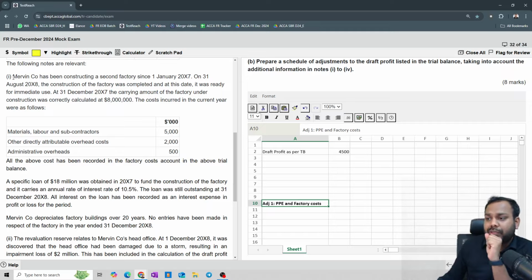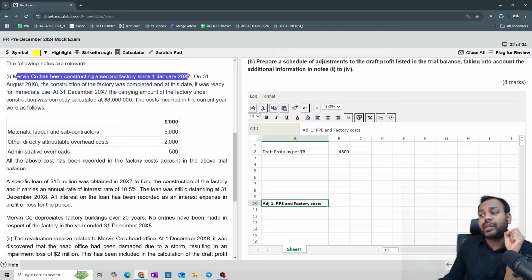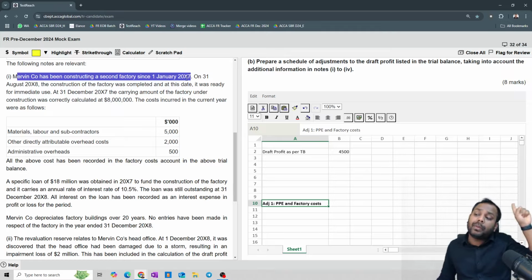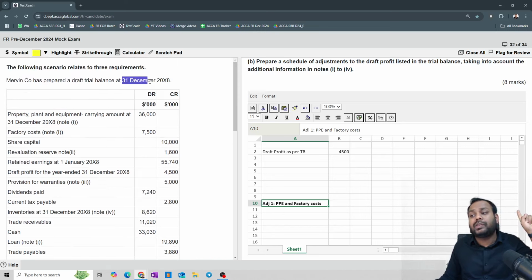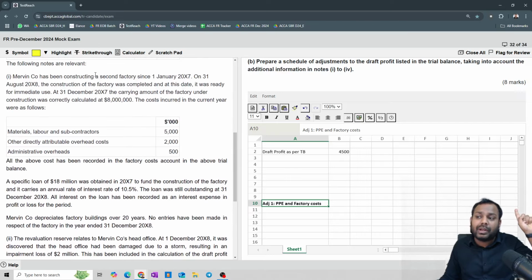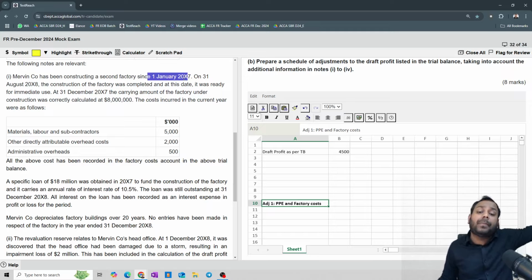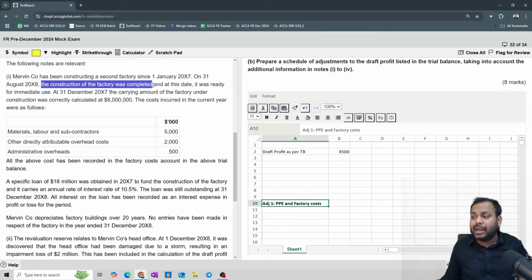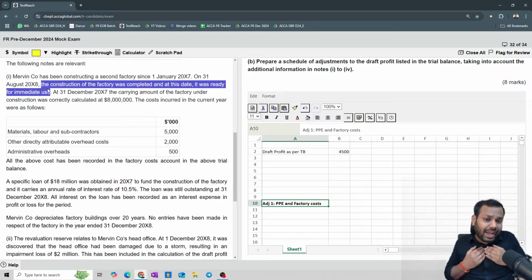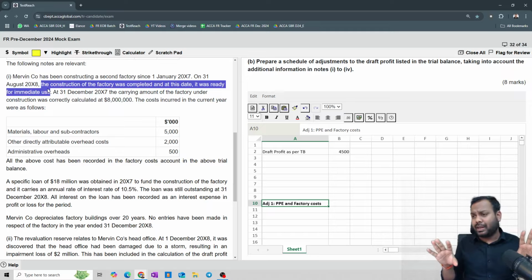Now, adjustment number 1 says Mervin Company has been constructing a second factory since 1st January 20x7, meaning from the beginning of the previous year. What is my reporting date now? 31st December 20x8. But since when have I been constructing the factory? From 1st January 20x7. Now, on 31st August 20x8, the construction of the factory was completed, and at this date it was ready for immediate use. Whether we started using it or not doesn't matter, but it was available for use.